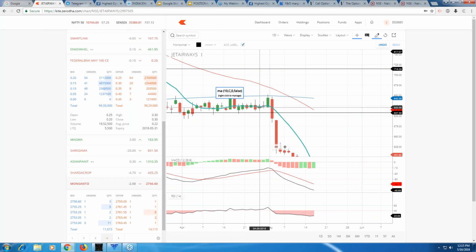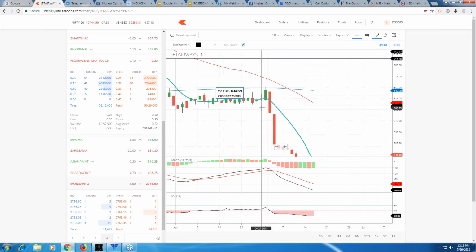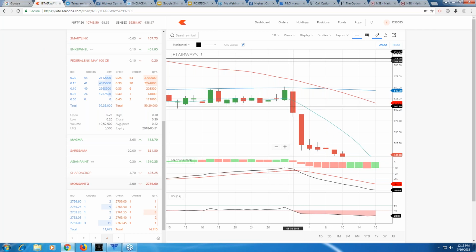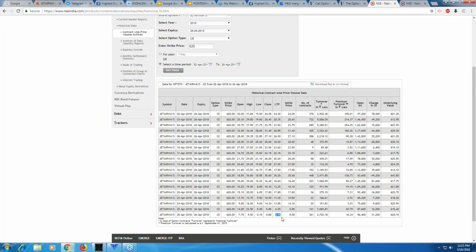26th April, where was it? It was at this place only. See here, this was 26th of April. The stock closed at 621 or 622. So the option expired worthless, right? What I'm trying to tell you from here is that there are two ways to trade in options.